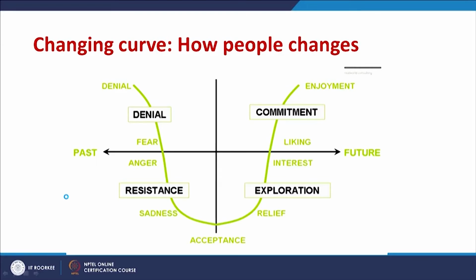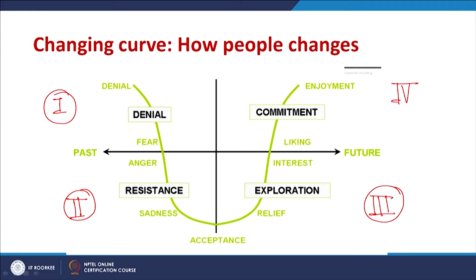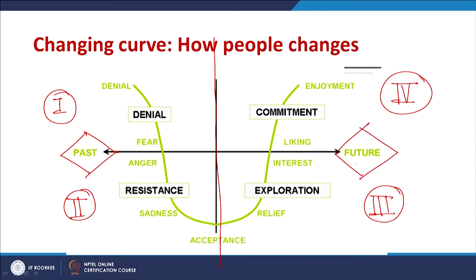Now, let us see how people change. It is very important and exciting to see how people change. Basically, people change through a change curve where there are four stages. Please see this diagram: this is stage 1, stage 2, stage 3 and stage 4, the final stage. On my left hand side is the past and the right hand side is the future. So, two stages are in the past and two stages are in the future. The first stage is written here as denial.